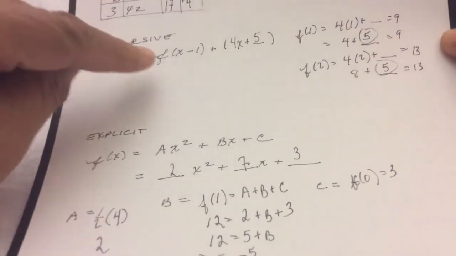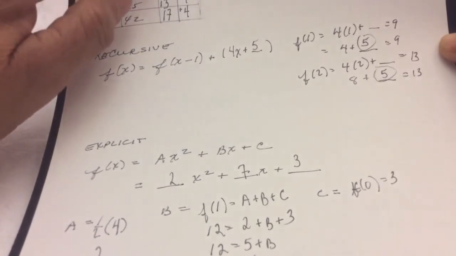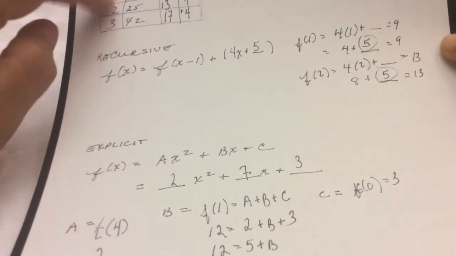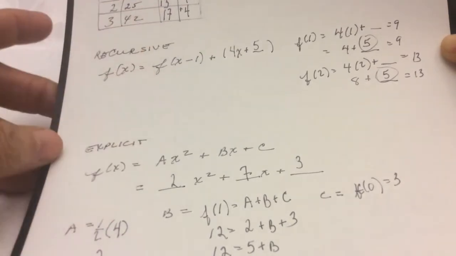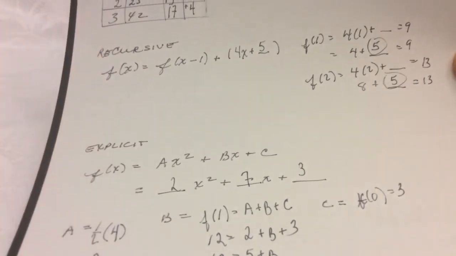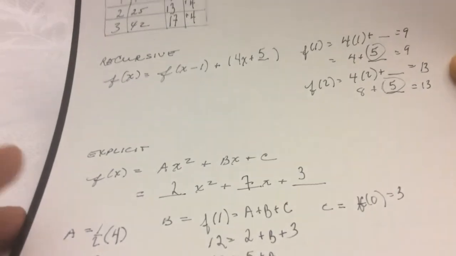So as you see, for the recursive value, we're going to look at our x value and our linear values. For our explicit values, we look at our x values and our f of x values. And that is how you get the recursive and the explicit equations for quadratic equations, for quadratic sequences.